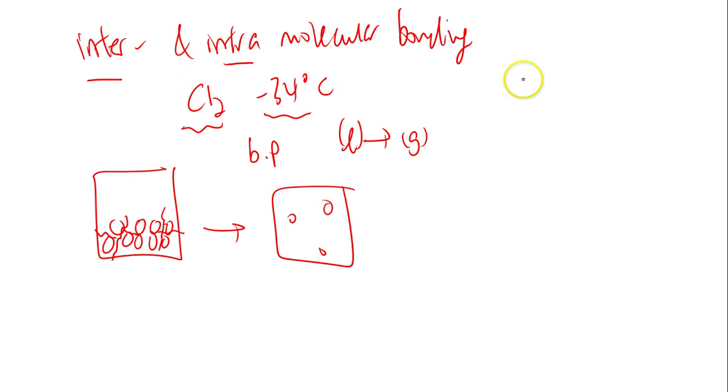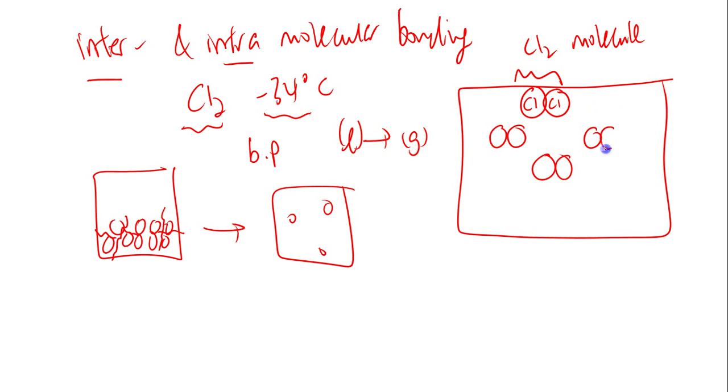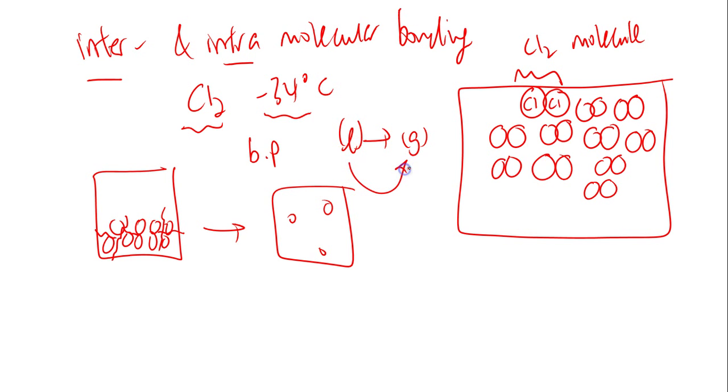So chlorine is Cl2. Let's represent chlorine with two circles joined together. So this is one single chlorine molecule. In liquid chlorine, for example, there would be many of these chlorine molecules. Okay. So in order for us to boil chlorine, to convert this from a liquid to a gas, we are overcoming the attractive forces between the molecules.